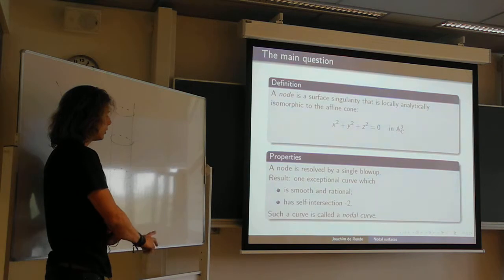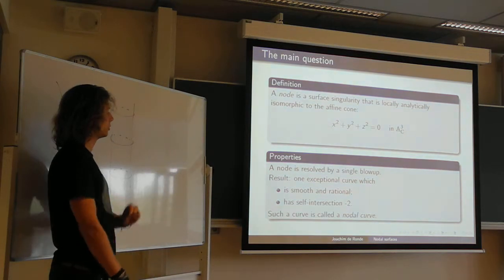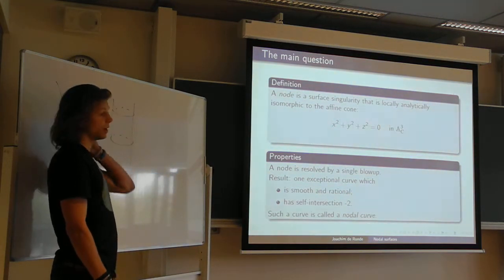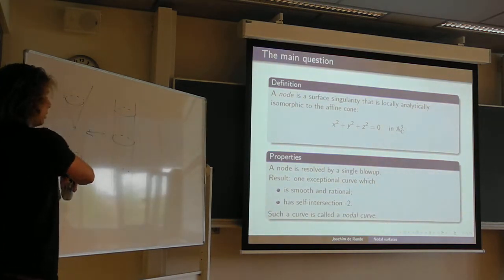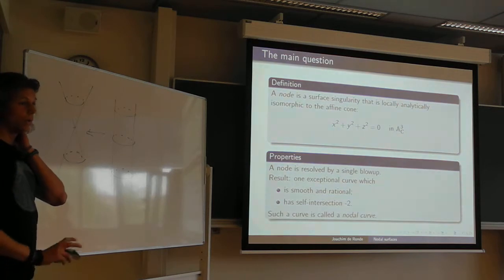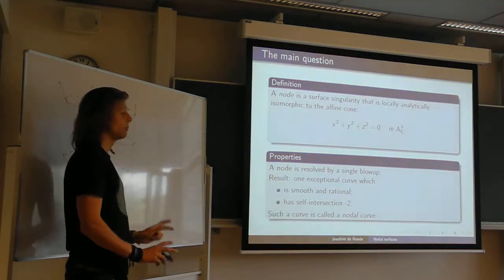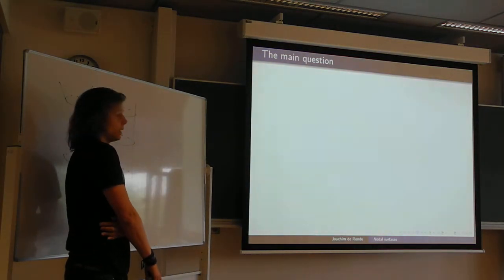Such a curve, having these properties in general, is called a nodal curve, and this is a theorem that any such curve, so a smooth rational curve on a surface with self-intersection -2, can be contracted in this sense to a node. So the theory of nodes on a surface or nodal curves on a surface, they're completely equivalent. They're the same thing. Now, what is the main question?